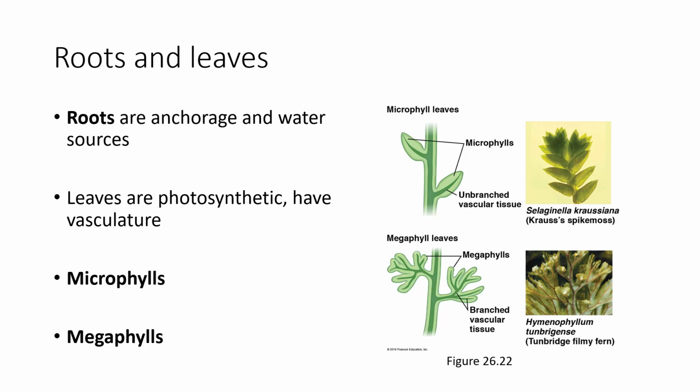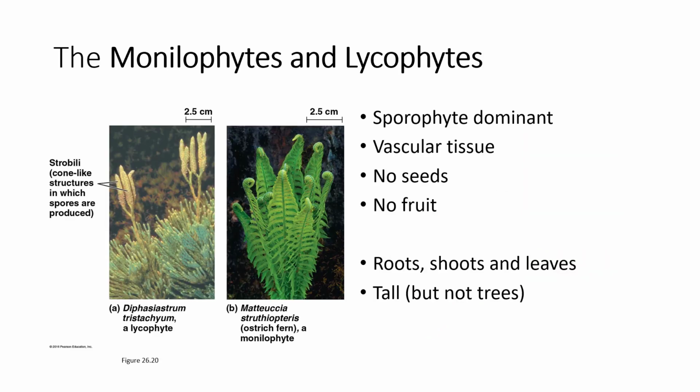Leaves are photosynthetic and have vasculature, and we define leaves as microphylls and megaphylls. Microphylls are these little spikes off of the stem with unbranched vascular tissue. When that vascular tissue starts to branch, you give rise to megaphylls. And you can see this in this little filmy fern where we have these megaphylls forming. And we're going to see bigger leaves later on.